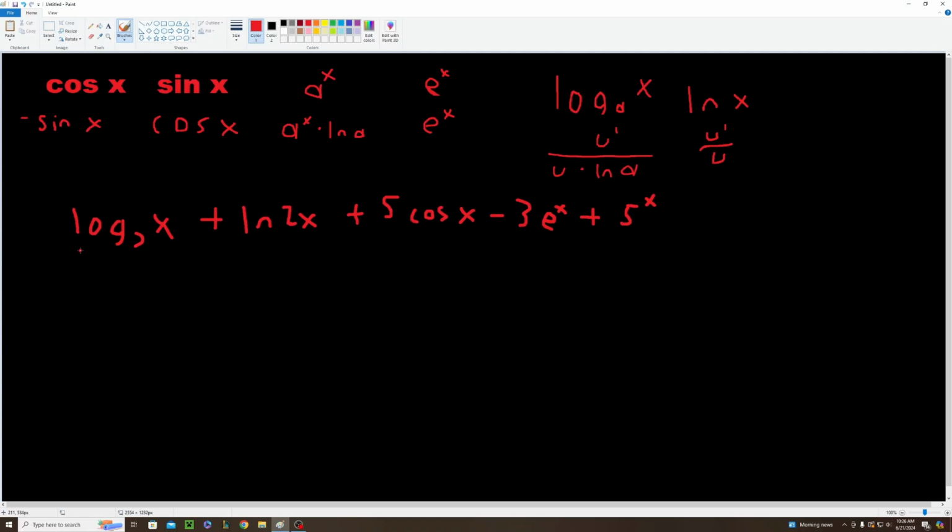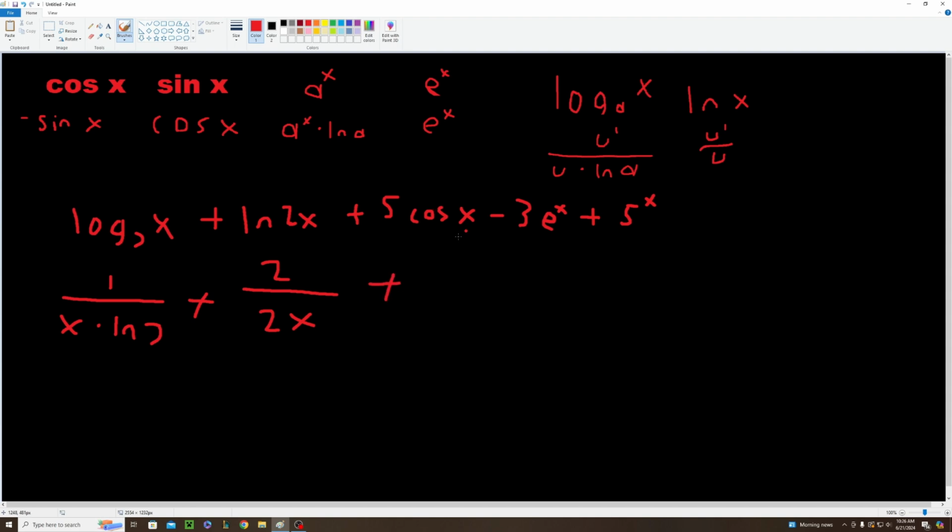Alright, let's try this practice problem real quick. It's log base 7 of x plus ln of 2x plus 5 cosine of x minus 3 e to the x plus 5 to the x. And we're going to get the derivative of this. So let's start with log base 7 of x. We do u prime, so it's 1 over x times the natural log of 7, and then plus, let's go on to ln of 2x. It's going to be u prime, so derivative of 2x is 2, all over 2x.